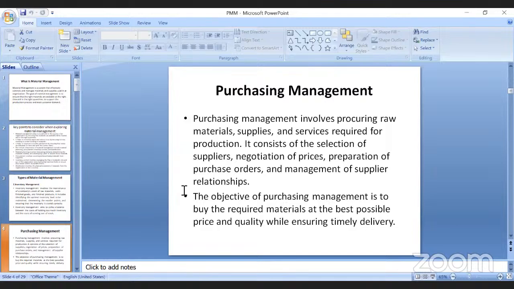But the motto of purchasing management is to buy the required materials at the best possible prices. Yes or no? And also you have to ensure timely delivery.